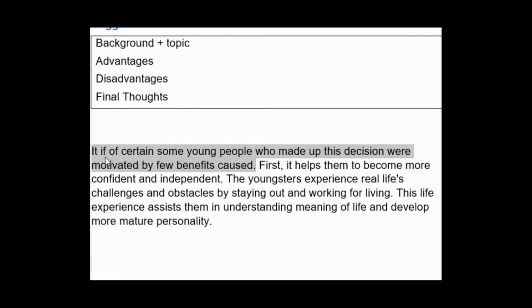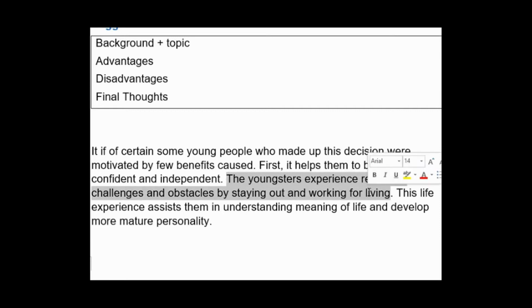It could be that they're trying to say it is certain that some young people who make this decision were motivated by the benefits, but I'm guessing. I'm not exactly sure. If that's the case, then this would kind of make sense, because here they would then talk about the first benefit. All right, so first, it helps them to become more confident and independent. Okay, and then they go on to explain how the youngsters experience real life challenges.